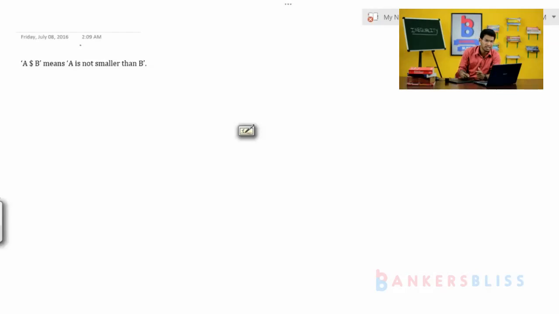So guys, let's look here. The first statement is given: A $ B, which means A is not smaller than B. Don't worry about the A and B, just concentrate on the symbol. That symbol indicates that A is not smaller than B. How are we going to represent it? Simple, three steps. You just write it as greater, lesser and is equal to.